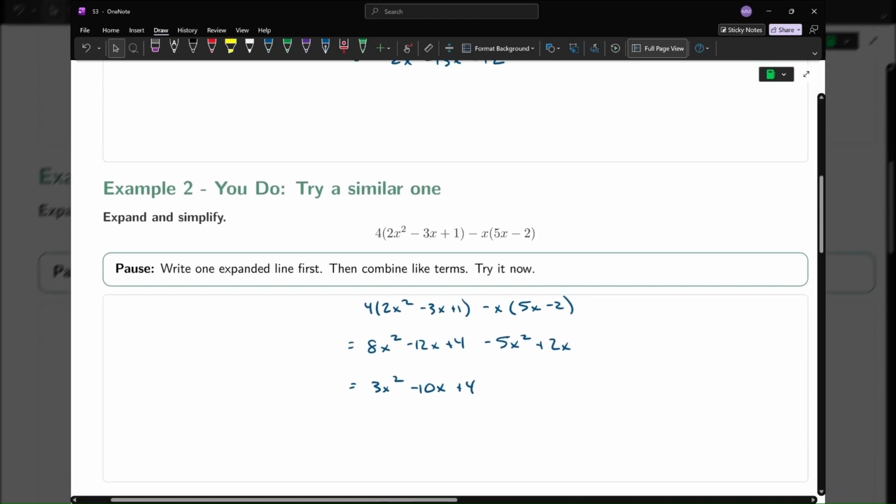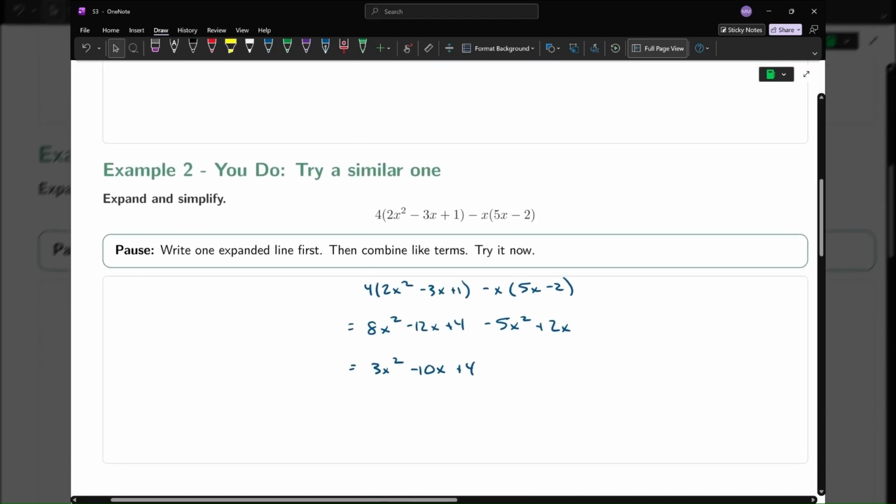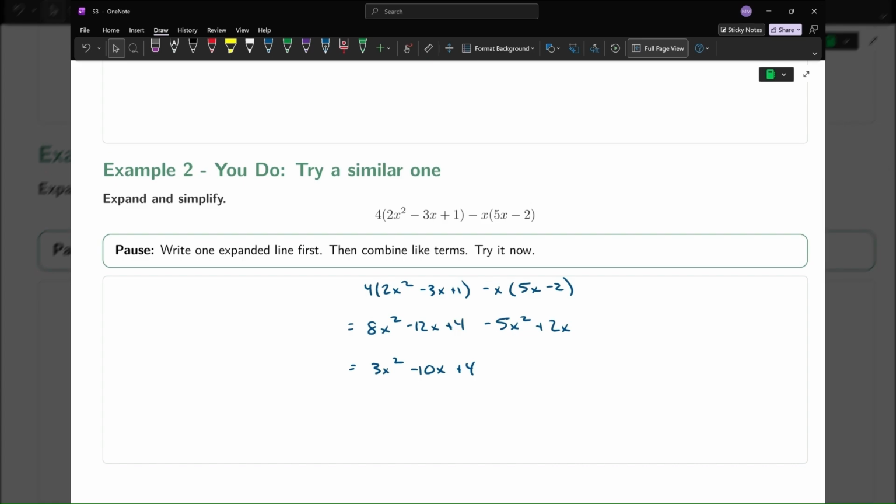Okay, so here you go. Again, you can see I'm going to expand that first bracket, expand that second bracket, and combine the like terms. Notice that I am including this middle step. You can have more than one if you want, but you should have at least one middle step.